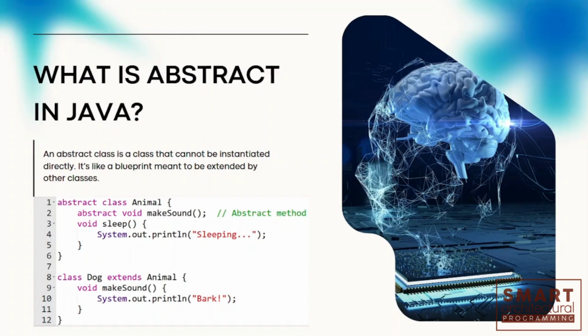So the abstract keyword in Java can be applied to classes and methods. But what does it actually mean in that capacity, right? An abstract class that you can see here is a class that cannot be instantiated directly. It's like a blueprint meant to be extended by other classes, right?